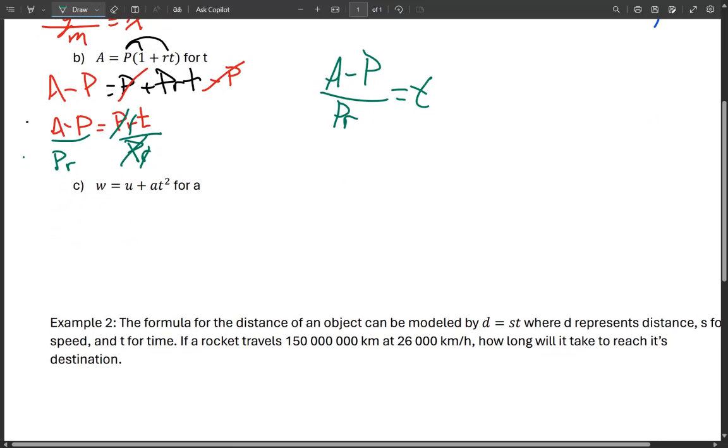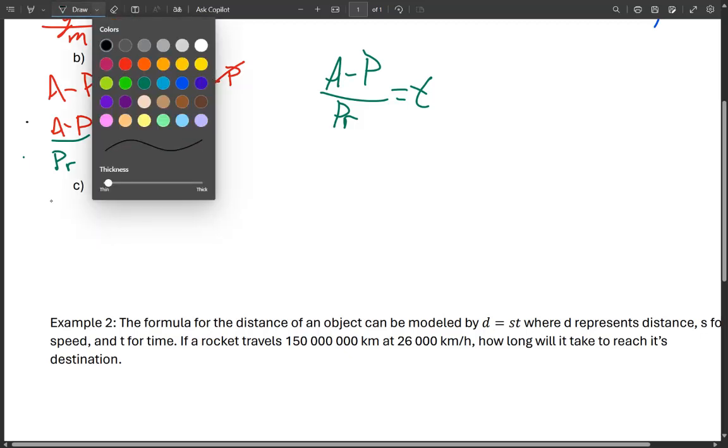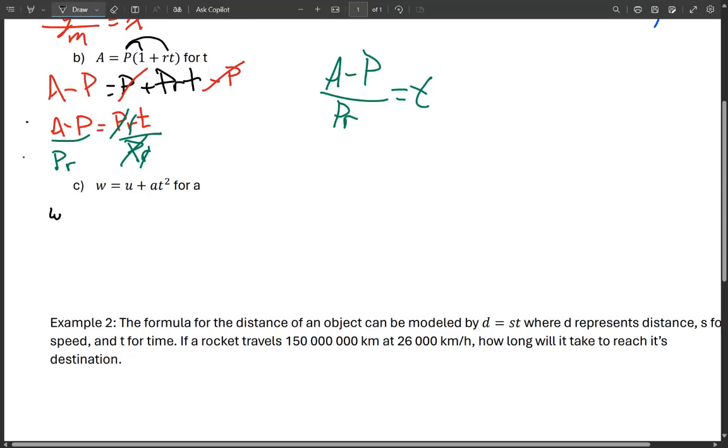We have w equals u plus at squared. T is squared, not at. So keep that in mind, where t will be our squared value. To isolate a, first we want to move u over to the other side. To do that, we're actually going to subtract u from both sides. So I'm going to write w here equals u plus at squared. Give myself some more space so that when I subtract u from both sides, like that, I can cancel those out.